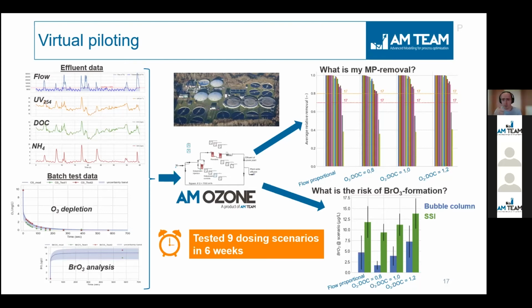And then we are going to look at what is the optimal dose. What will be your micropollutant removal with different ozone dosages? So the impacts of the dynamics are taken into account. And we also look at the impact on bromate formation. We can look into the aspects of different injection systems. So here we performed actually 9 dosing scenarios in 6 weeks. So yeah, it can really help you to save a lot of time and money instead of doing a real physical pilot.